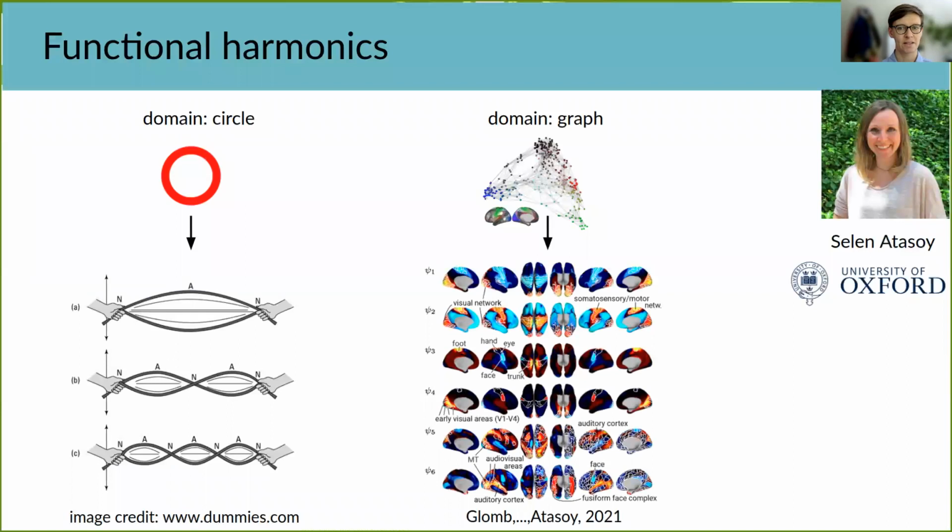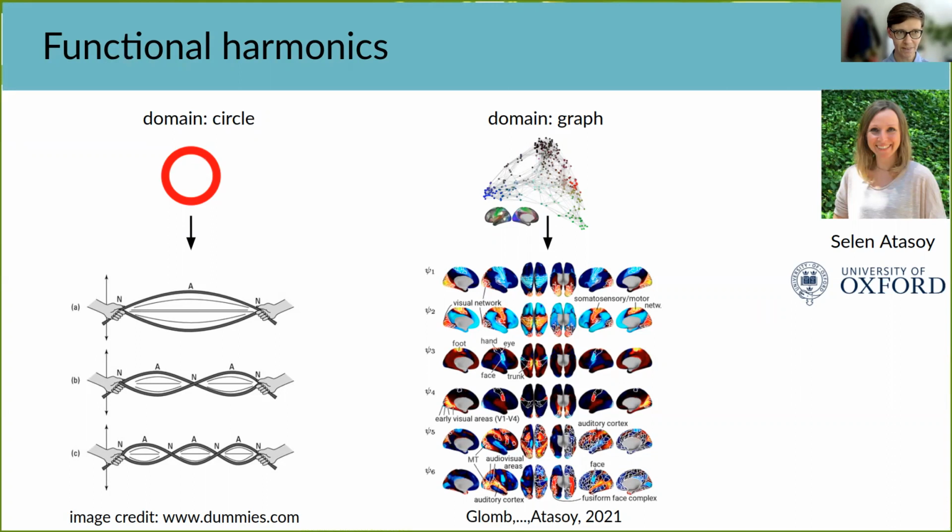Let me start by telling you what functional harmonics actually are. Just to make it clear, all this work that I'm showing you here was done together with Selene Atasoy, who was a postdoc in Gustavo Deco's group at the same time that I was still a PhD student there. And she turned me on to all this fascinating stuff.